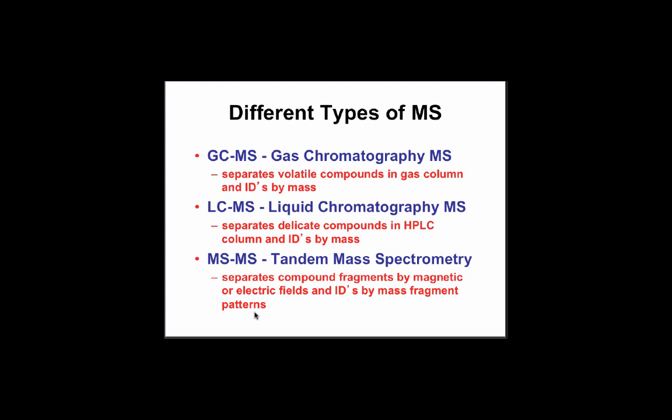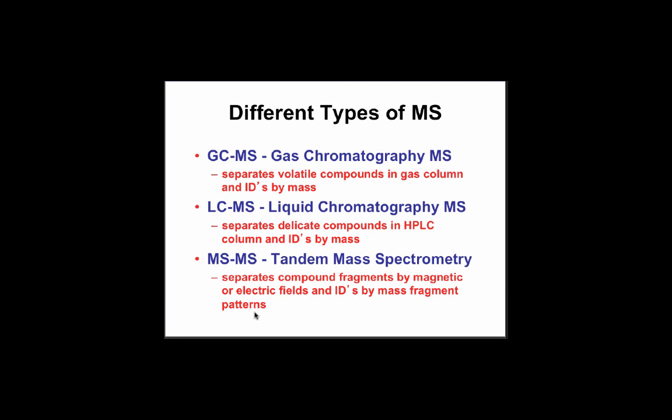So if you attach a gas chromatography instrument to a mass spectrometer, you have a GCMS instrument. So that's used for separating and identifying volatile compounds. If you attach a liquid chromatography, HPLC or UPLC, to a mass spectrometry instrument, you have an LCMS system. And it's used generally for compounds that are a little more delicate, don't derivatize so well, but it can also be used for many other compounds. And then if you attach 2 mass spectrometers together, you have a tandem mass spectrometer, and you can actually separate using 2 types of mass spectrometry.